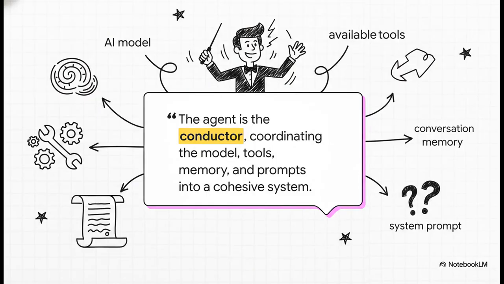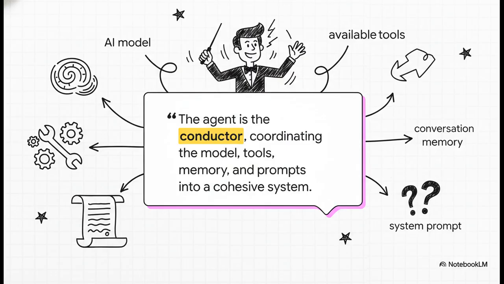And Layer 4, agent orchestration, is the brain that controls those hands. It's the conductor of the orchestra. It takes the user's request and coordinates everything: the AI model, all the available tools, the conversation memory, the system prompt, to put together an intelligent response.